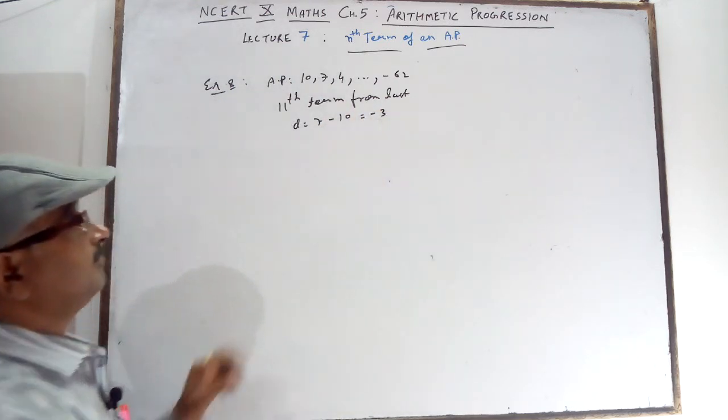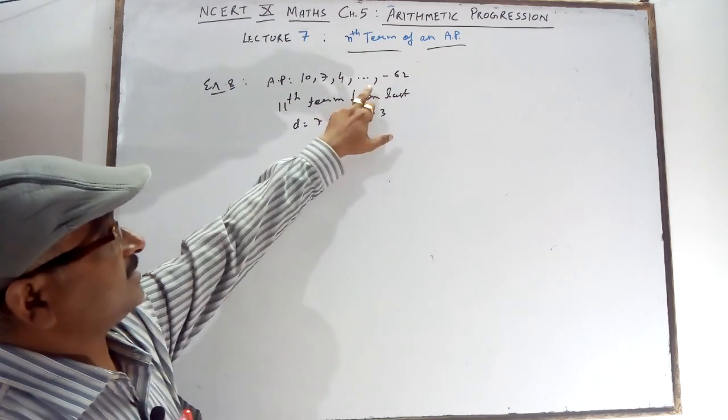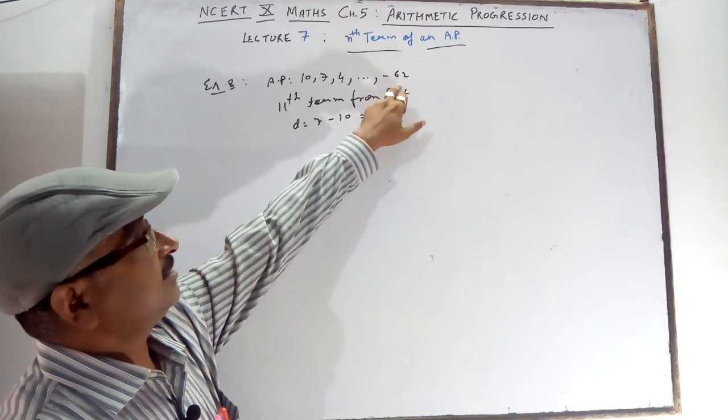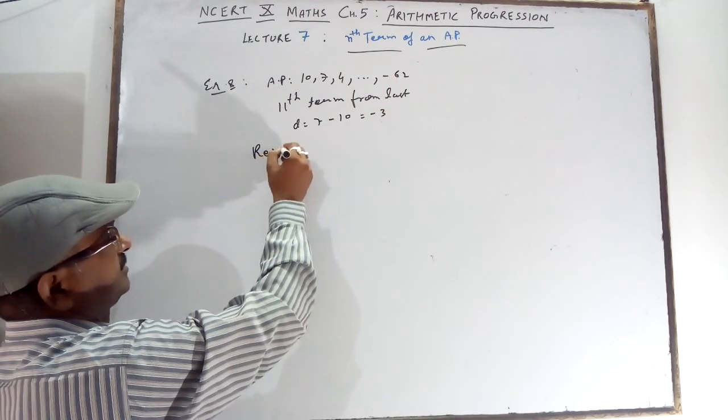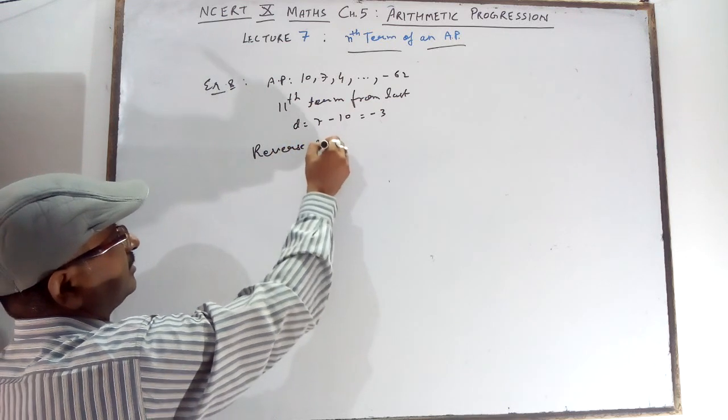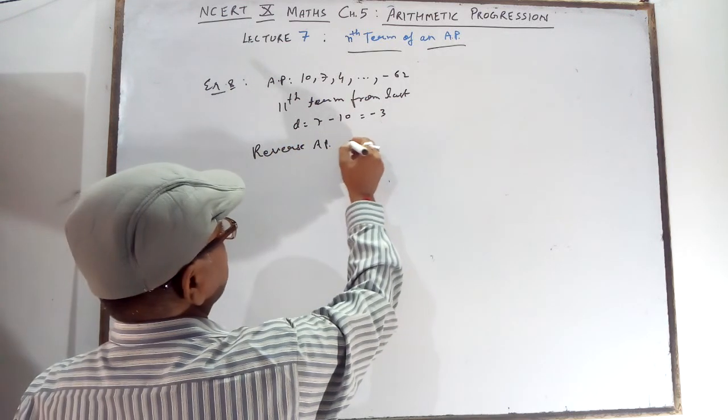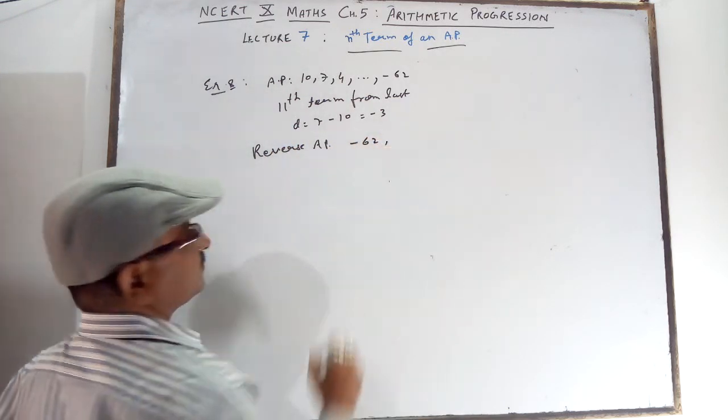Minus 3 is the common difference from this side. It means, what is the number? You write it down in reverse order. You write from the last, it means you write the reverse AP. In the reverse AP, you will write minus 62.